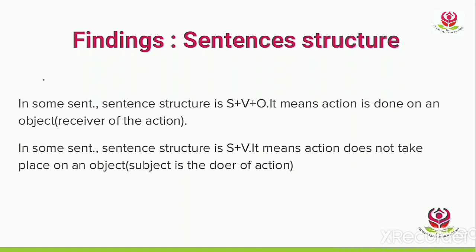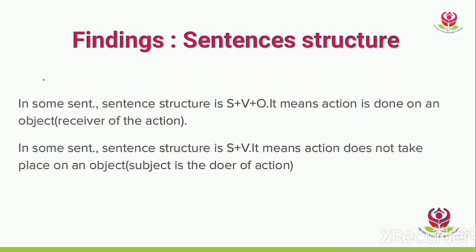Now, after you complete your game, these will be your findings of the sentence structure. In some sentences, you will find this kind of sentence structure which is called S plus V plus O, where you will find subject, verb and object. This means the action is done on an object. It means the subject is doing an action on the object and the object is the receiver of the action. This will be your first finding.